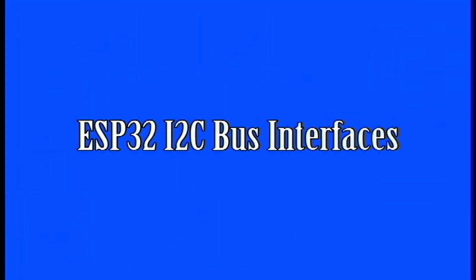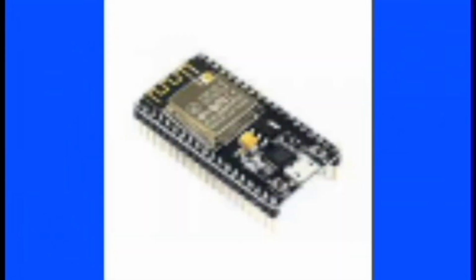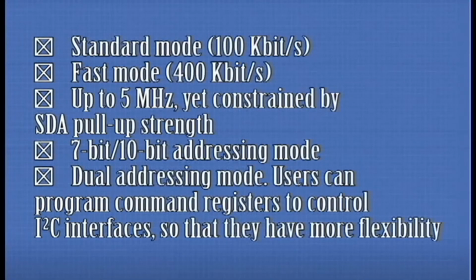ESP32 I2C Bus Interfaces. The ESP32 supports I2C communication through its 2 I2C bus interfaces that can serve as I2C master or slave, depending on the user's configuration. According to the ESP32 datasheet, the I2C interfaces of the ESP32 support: standard mode, 100 kilobits per second; fast mode, 400 kilobits per second; up to 5 MHz, yet constrained by SDA pull-up strength; 7-bit/10-bit addressing mode, dual addressing mode. Users can program command registers to control I2C interfaces, so that they have more flexibility.